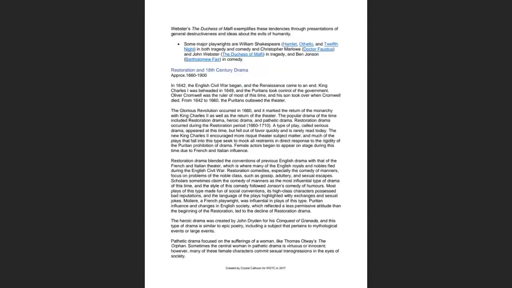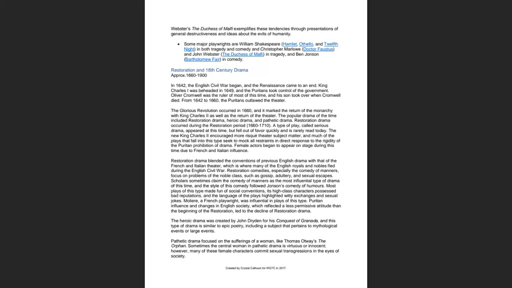John Webster's The Duchess of Malfi emphasizes the tendencies through presentations of general destructiveness and ideas about the evils of humanity. So then we have the Restoration. That takes place in 1660 to 1900. In 1642, the English Civil War began and the Renaissance ended. King Charles was beheaded in 1649, and the Puritans took control of the government. Oliver Cromwell was the ruler for most of this time, and his son took over when Cromwell died.